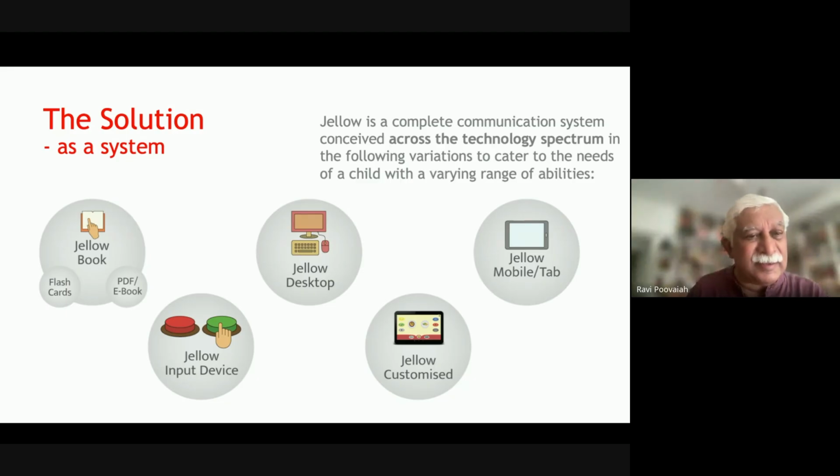So at one glance, it's available as a low-tech solution, as a Jellow book. You can download this as flashcards, which you can stick around your room or in the bathroom or anywhere. Also you can download it as a PDF book. You can get it on your desktop, mobile or tablet. If you have physical disabilities, then you can connect it to an external switching device. And the best part is that you can customize Jellow. That means you can put your own icons and your own sentences into it.